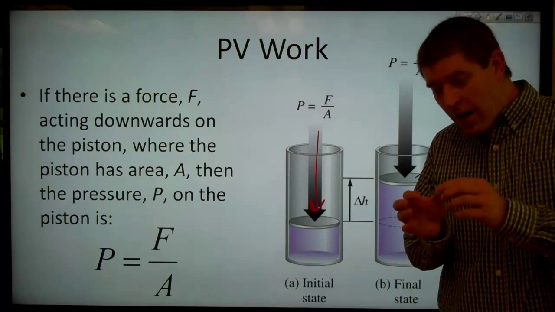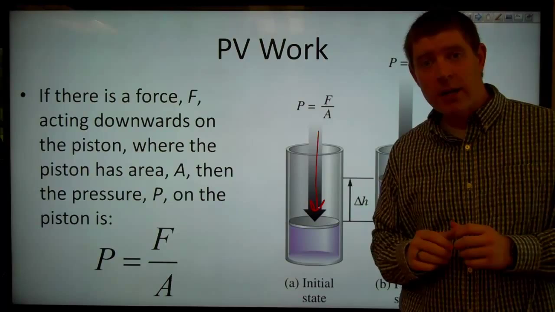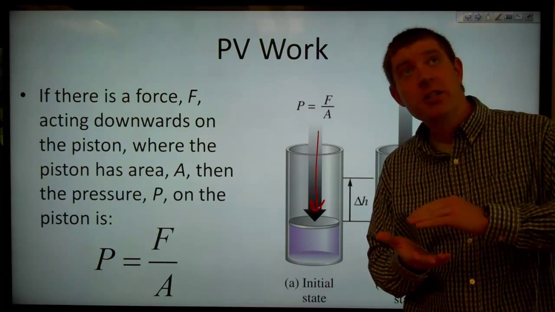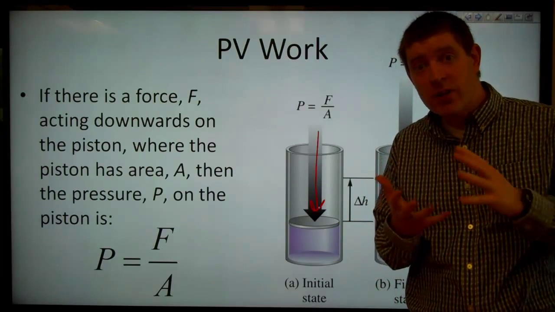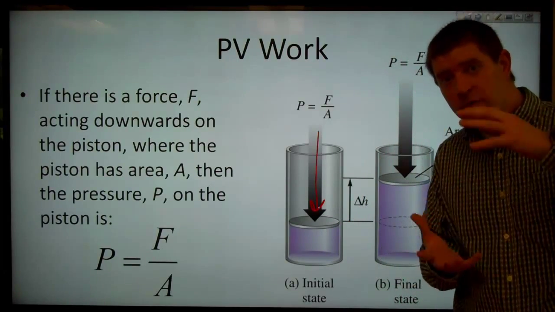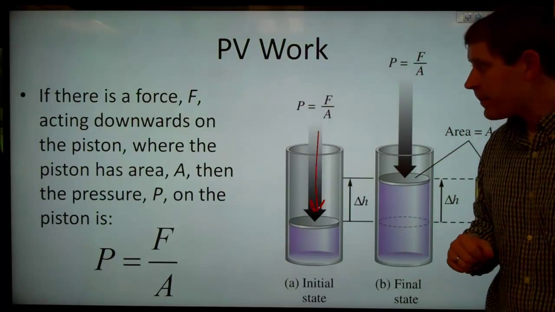That means that for every square inch of your body, a square inch is about that big, there are 14 pounds of air stacked up on top of it, going all the way up to the top of the atmosphere. That's where that pressure is coming from. It's the weight of the gas molecules pressing down on your body.